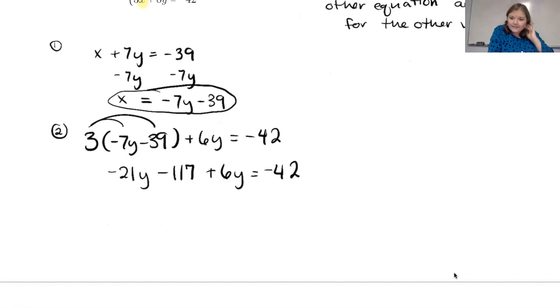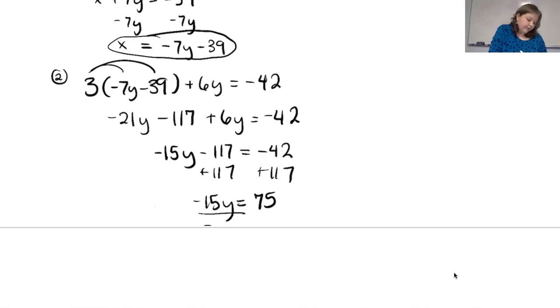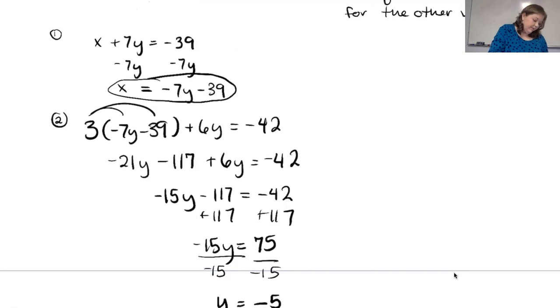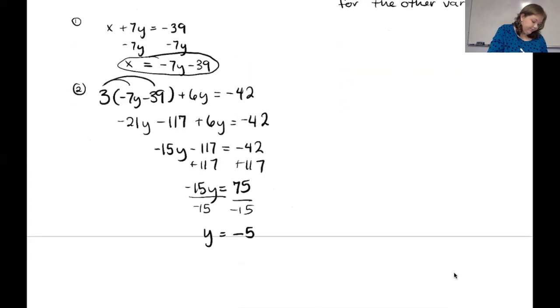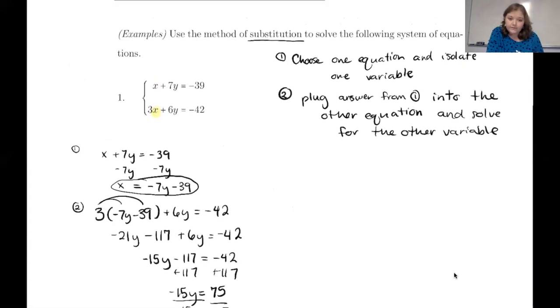So the -21y and the 6y can combine to make -15y minus 117 equals -42. We'll add 117 to both sides. We'll get -15y equals 75. And then we will divide by -15 on both sides. And we'll have y equals -5. And that will finish up step 2. Okay. So we haven't gotten an ordered pair yet. We just solved for one variable. We have to end up solving for both.